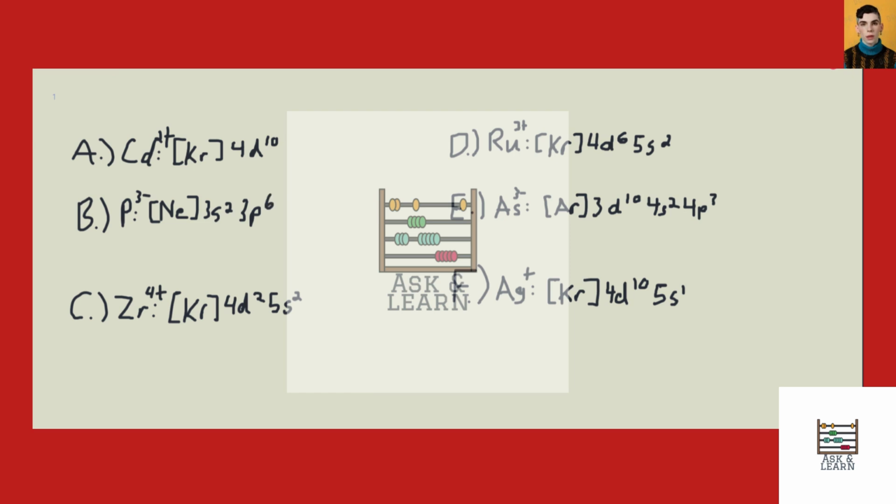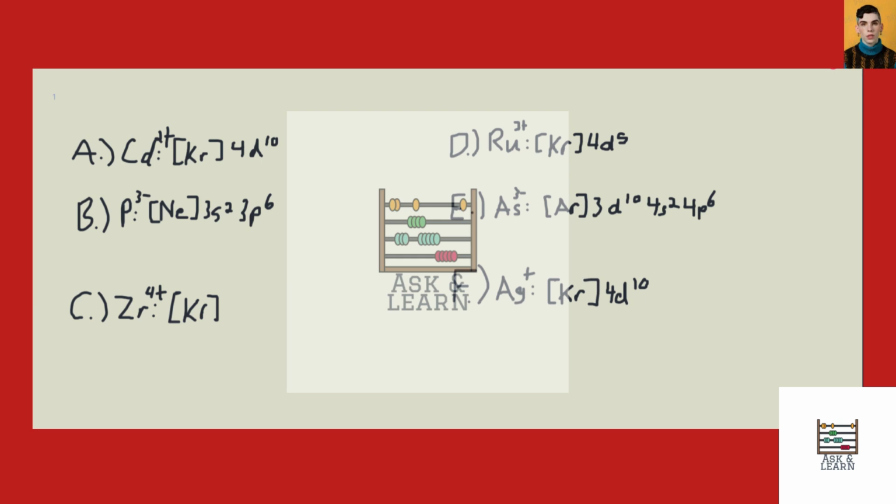For zirconium, we're going to lose 4 electrons, so we're going to lose both our d and our s electrons. For ruthenium, we're going to lose our 5s electrons and 1 of our d electrons. And for arsenic, we're going to add 3 electrons to our p orbital, so this 3 will now become a 6. And for silver, we're going to lose 1 electron, so we get rid of that 5s electron.